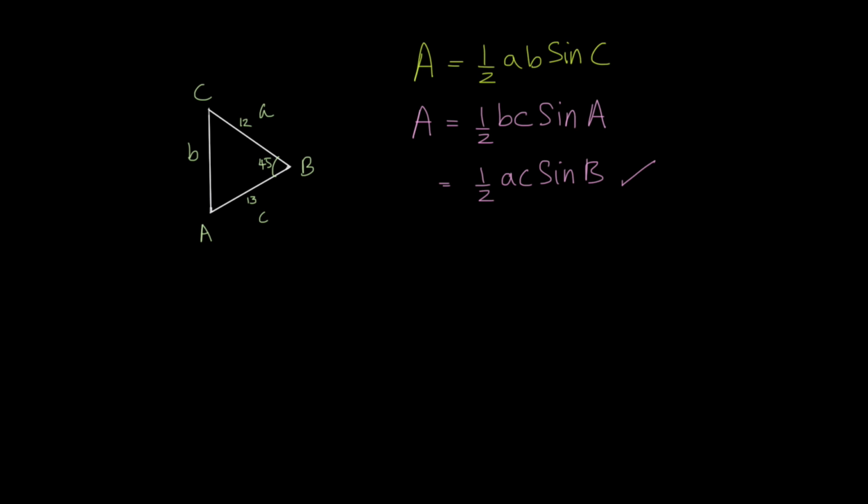If I do that, I have 1/2 times A. A is 12. C is 13. And sine of capital B, or angle B, is sine of 45. And when I just punch this into my calculator, I get 55.2, and assuming that these values are in centimeters, it's 55.2 centimeters squared.